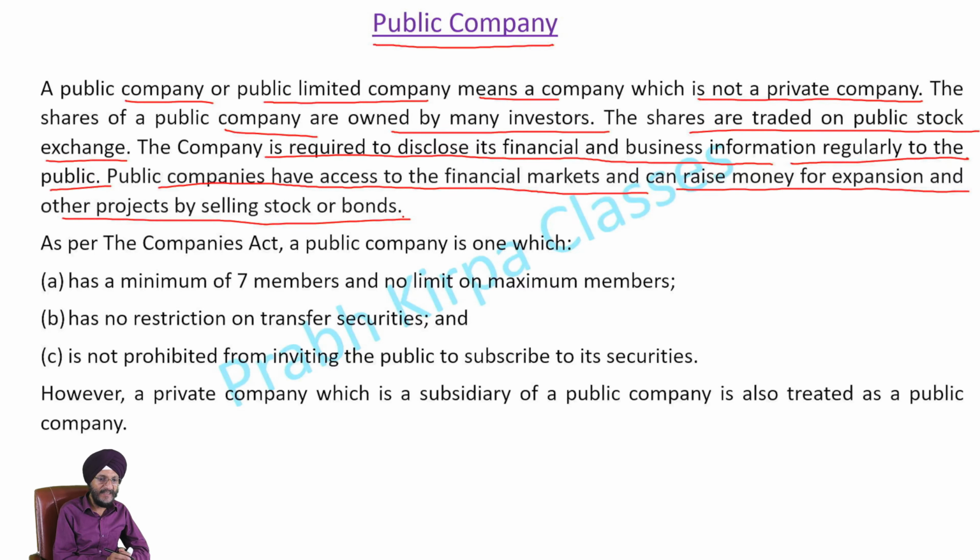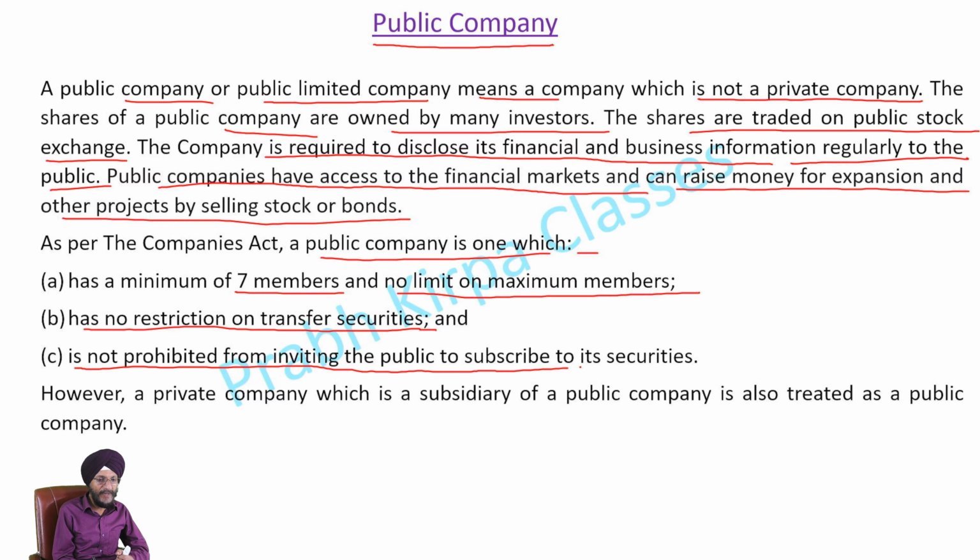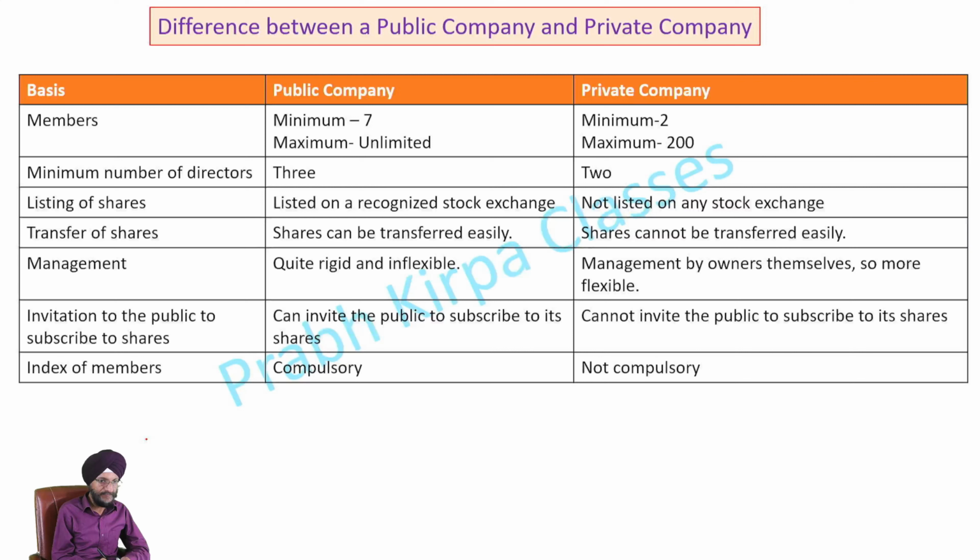As per the Companies Act in India, a public company is one which has a minimum of 7 members and there is no restriction on the maximum number of members. A public company has no restriction on transfer of securities. A public company is not prohibited from inviting the public to subscribe to its securities. However, a private company which is a subsidiary of a public company is also treated as a public company.